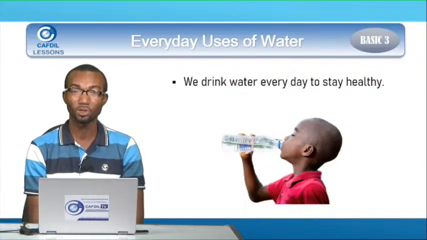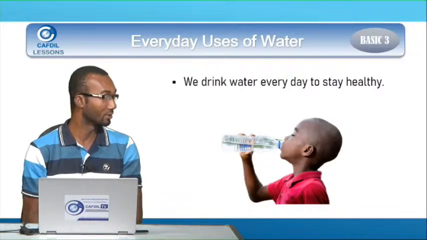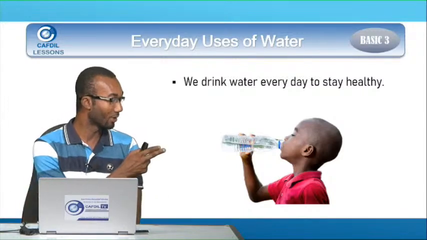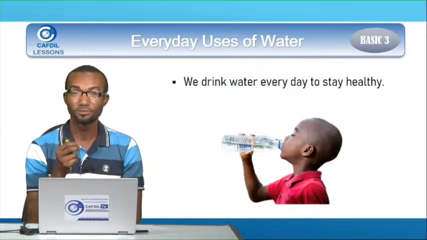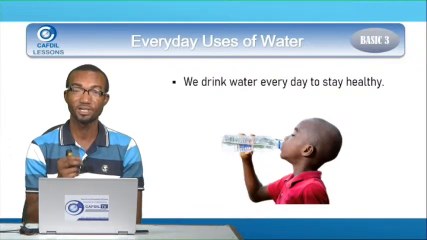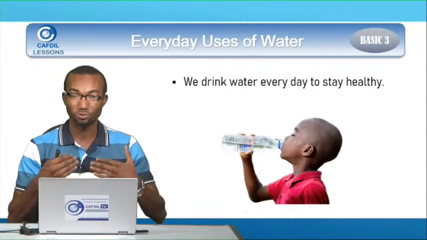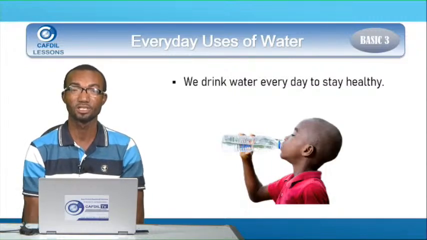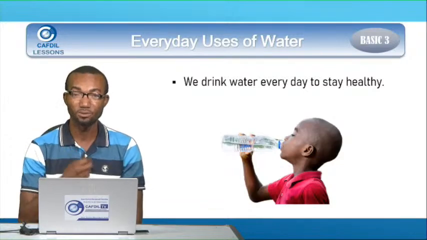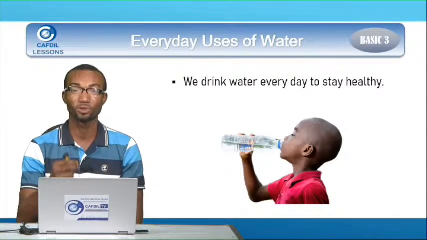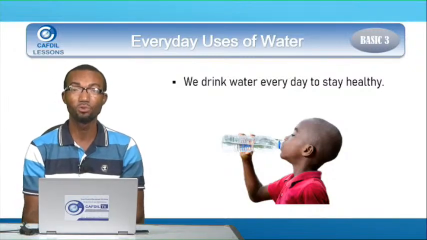One, we drink water every day to stay healthy. So you see the boy there drinking water. And Kate, you must drink water every day to stay healthy. It is even very important to take in water first thing in the morning so that it will wash down your body system. It is very important. So if you are not doing that, start practicing it. Take in a glass of water or a cup of water every morning. It is good for the body. So we drink water every day to stay healthy.